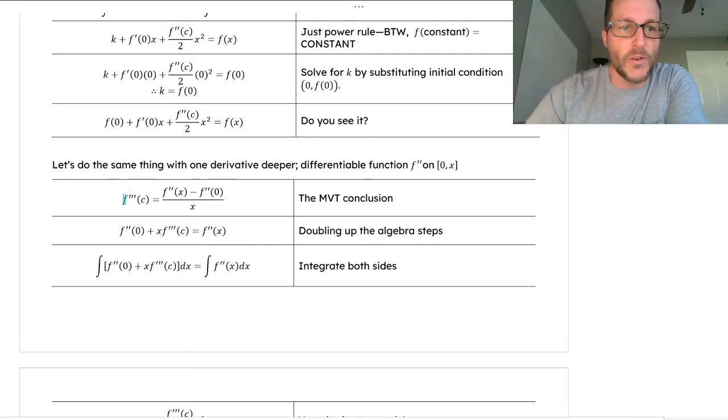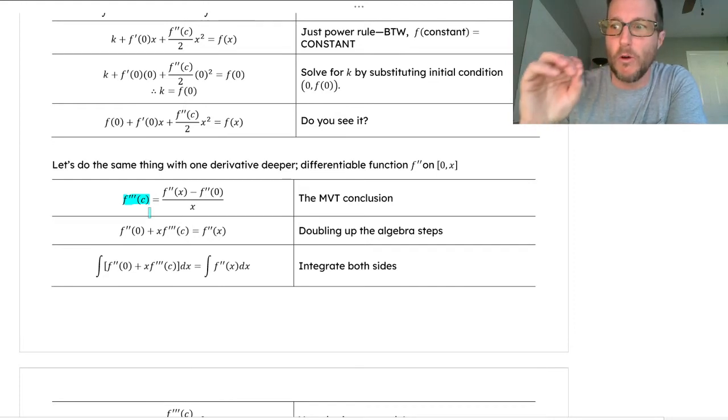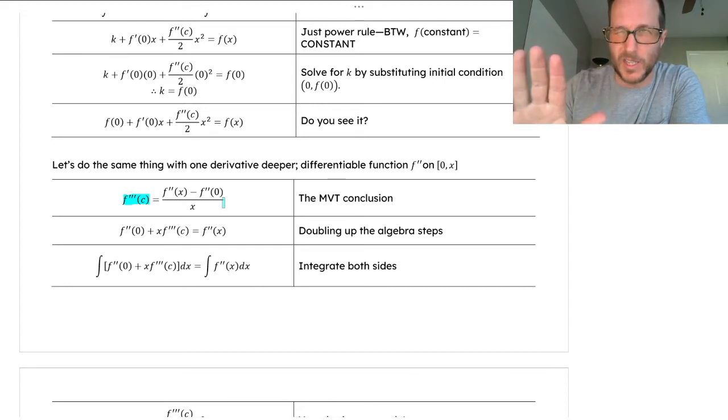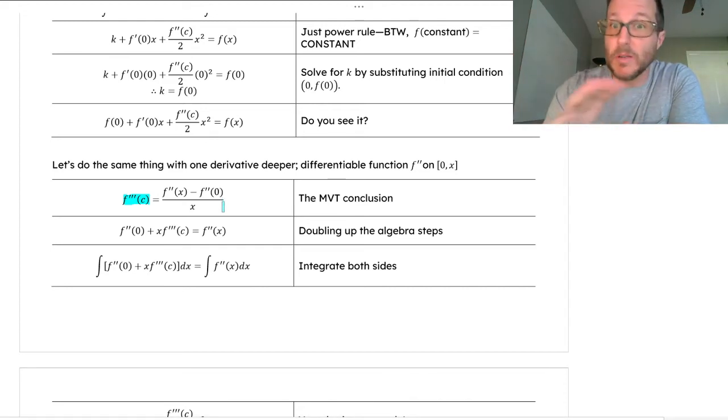Okay, so let's go all the way down to the third derivative. So f triple prime at c, this magic point where the slope at c is equal to this average rate of change between 0 and some x value. Just stick with me, okay? So we're going to do some algebra here.